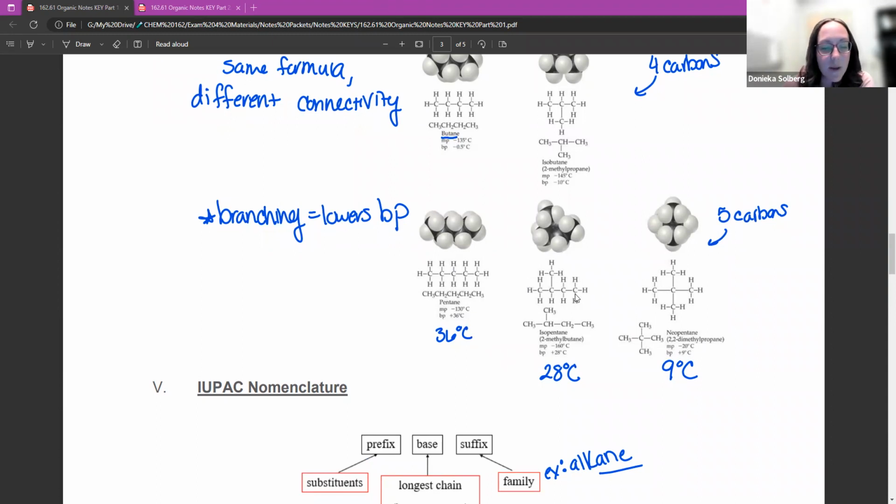This one is called isopentane, has 1, 2, 3, 4, 5. But you see this carbon is branched off of one of the inside carbons. So this is a different connectivity. It has a branch off. And this one is even a different connectivity. I have a carbon in the middle with 4 carbon bonds and then all my hydrogens on the outside. This is called neopentane. If you look at the melting and boiling points, they get lower the more branches that you have. At least the boiling point does, which is really what we're focusing on. Okay, so boiling point goes from 36 degrees Celsius to 28 to 9. So the more branches, the lower the boiling point.